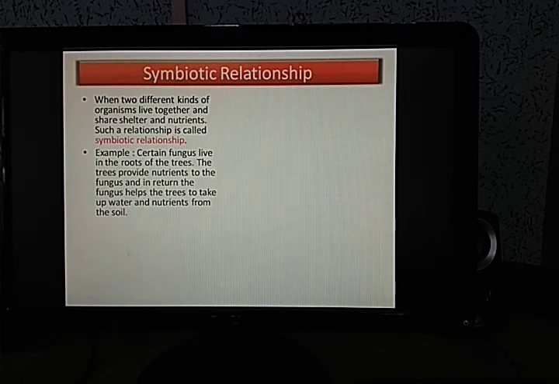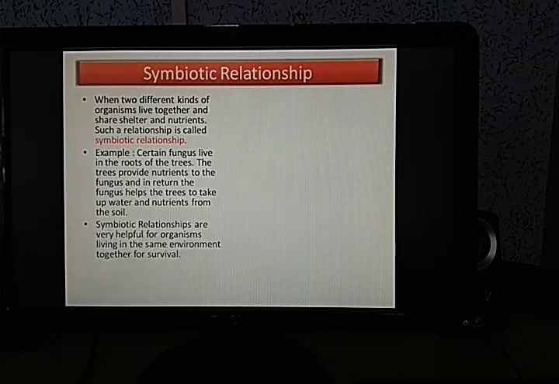So in that case, the fungus can help them get the excess amount of water that the plants or the trees require. Not only water, even the nutrients. So in this way, this fungus helps the trees get the essential nutrients and water.